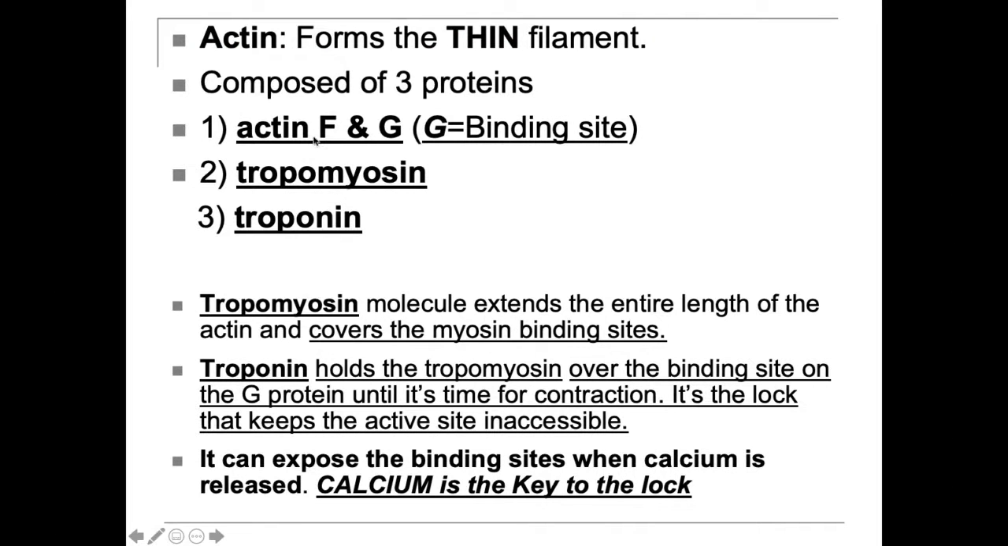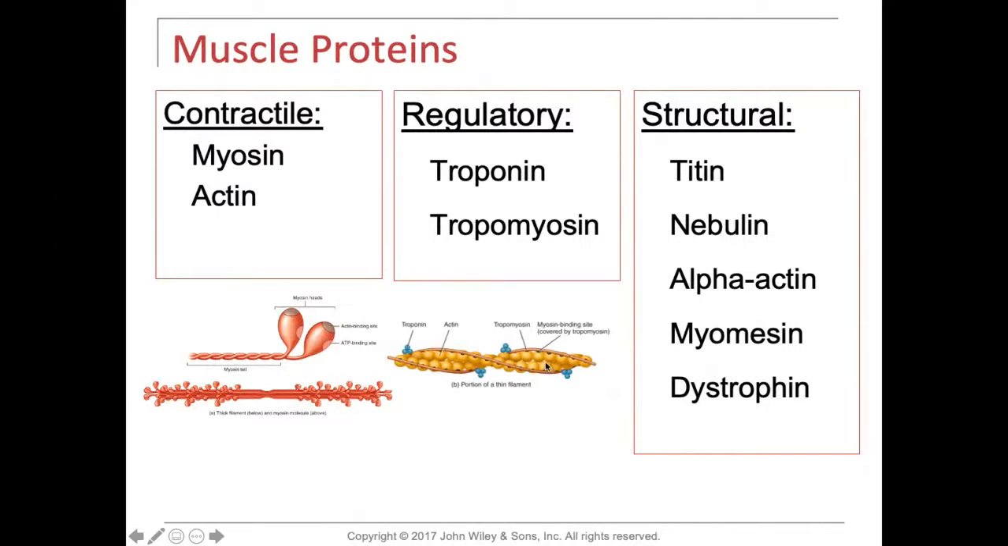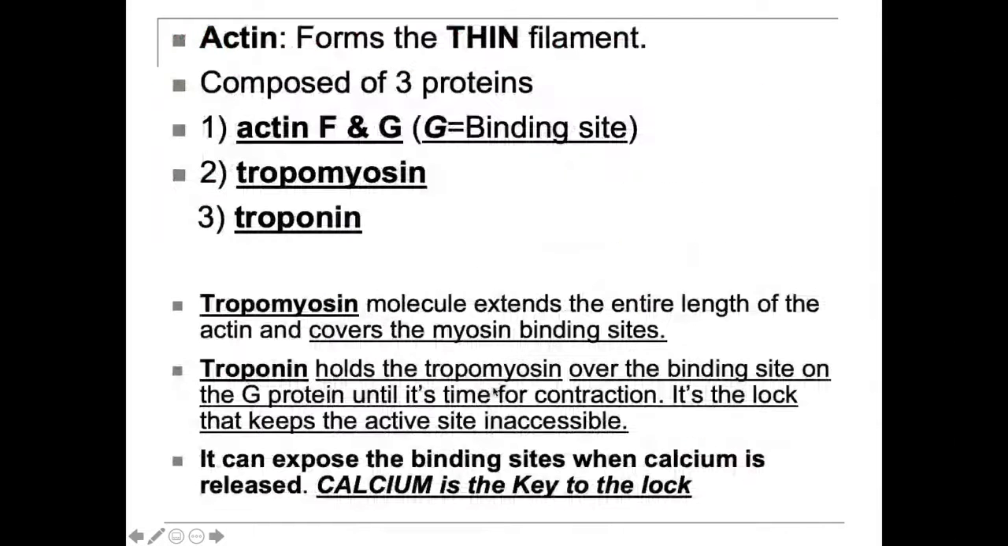Now, actin is composed of an F protein, a G protein. The G proteins are important. The G proteins are those spheres on actin where the binding sites are. And then there's tropomyosin and troponin. So we look here, right? Each of these is a G protein. And you can see that's where the binding sites are. And then, of course, we have tropomyosin and troponin. Those are all related to actin.